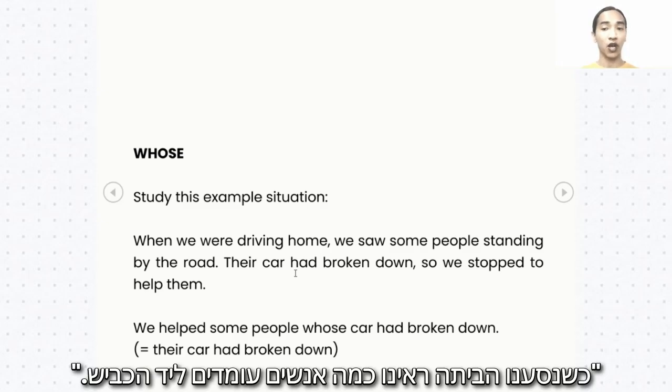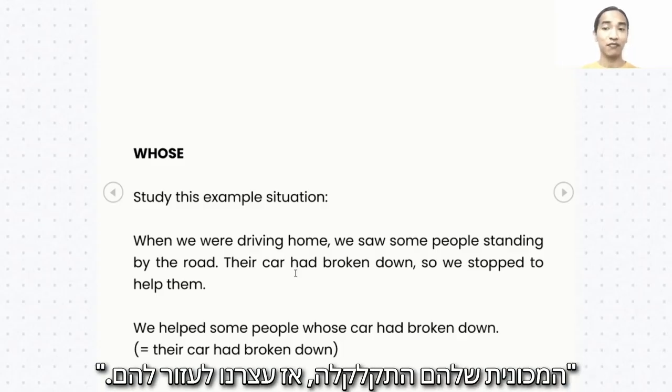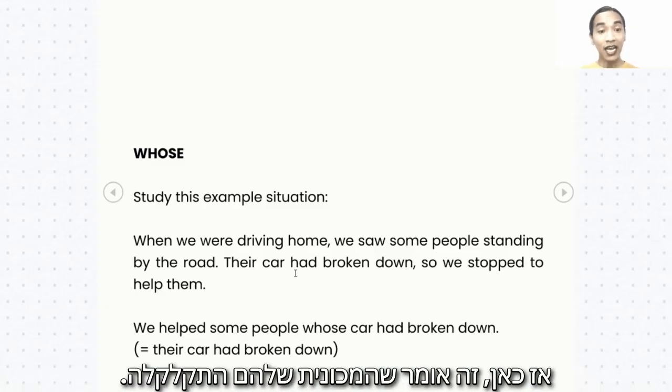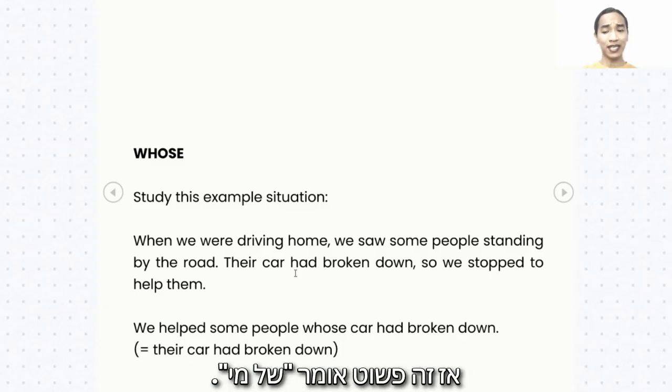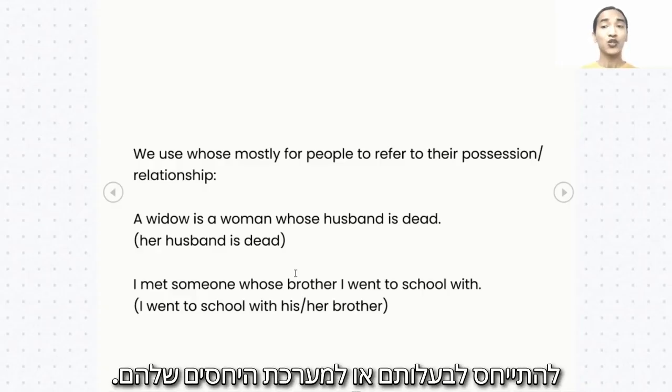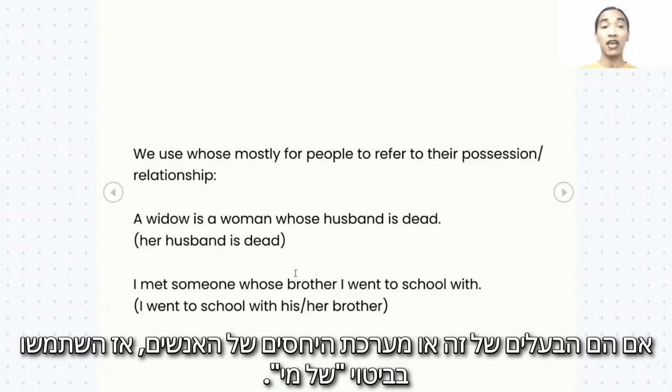When we were driving home, we saw some people standing by the road. Their car had broken down, so we stopped to help them. So I say, we helped some people whose car had broken down. So here it means that their car had broken down. So it simply says that we use whose mostly for people, to refer to their possession or relationship. If they own it, or the relationship of the people, then use whose.